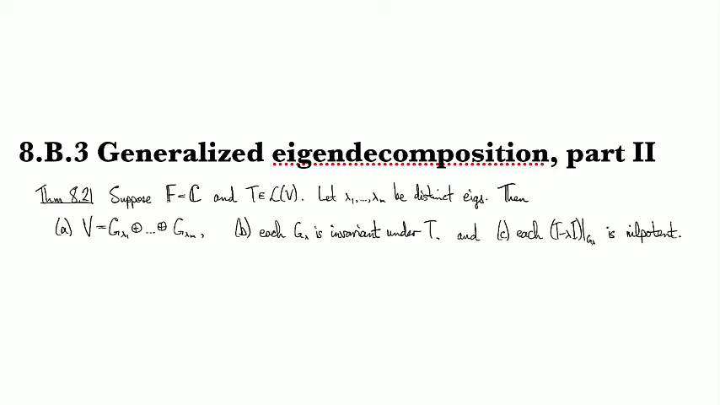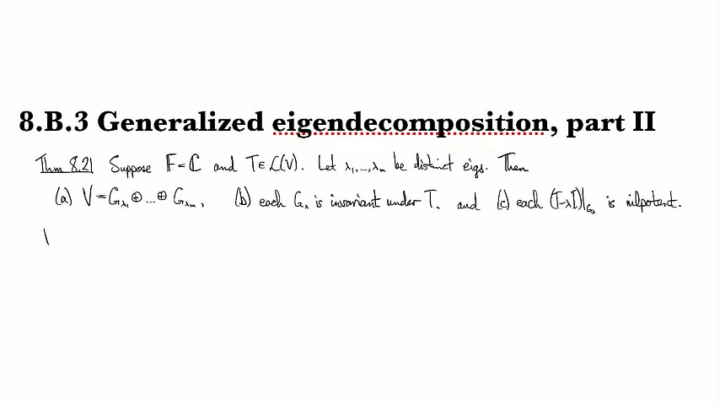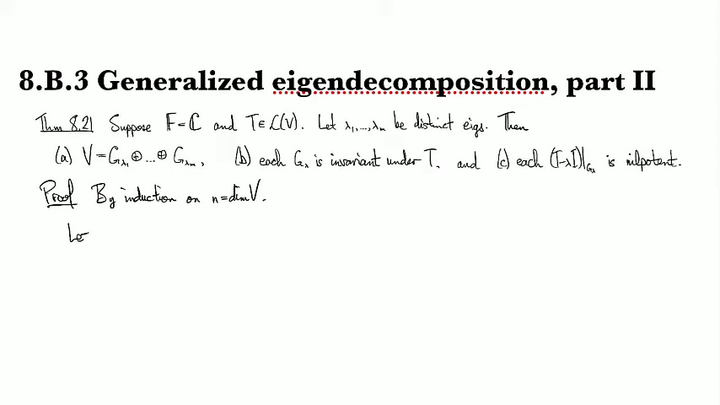All right, so now in part 2, we're going to prove the decomposition in terms of generalized eigenspaces of T. And remember, this is for a complex vector space. And we're going to go ahead and do this proof by induction on the dimension of the vector space. Okay, so let's start with the base case.